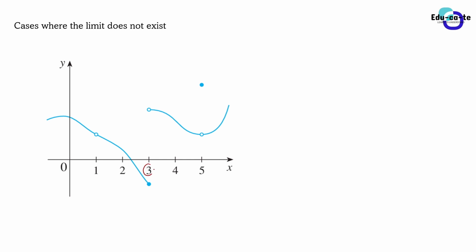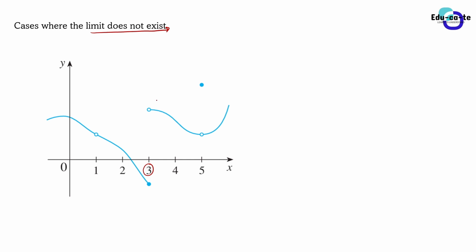Does the limit as x approaches 3 for the function exist? Remember that these blue graphs represent one function. It's a piecewise function. I recommend that you watch my video on piecewise functions so that you understand how piecewise functions work. So this is all one function. For us to check if the limit does exist or does not exist, we need to approach from two different directions. We need to approach 3 from the right, and we also need to approach 3 from the left.